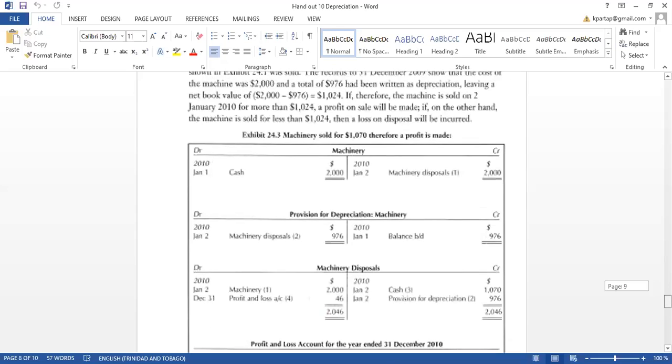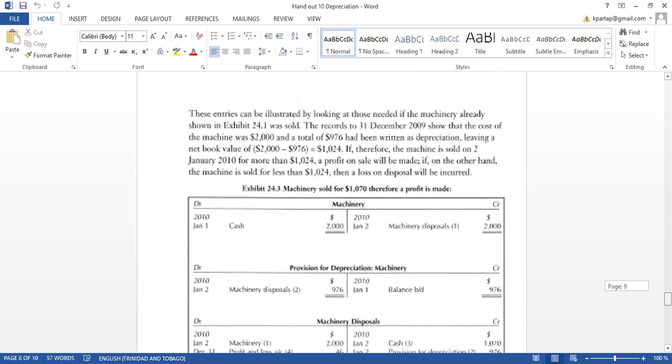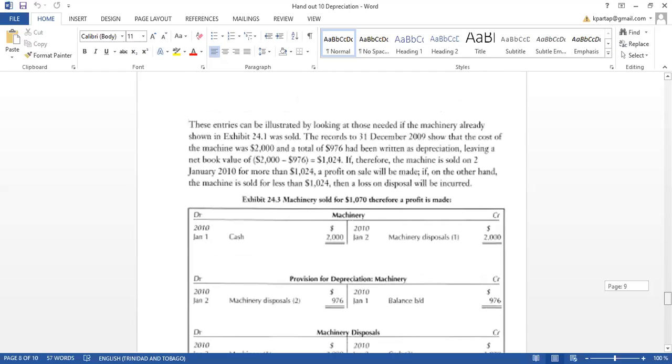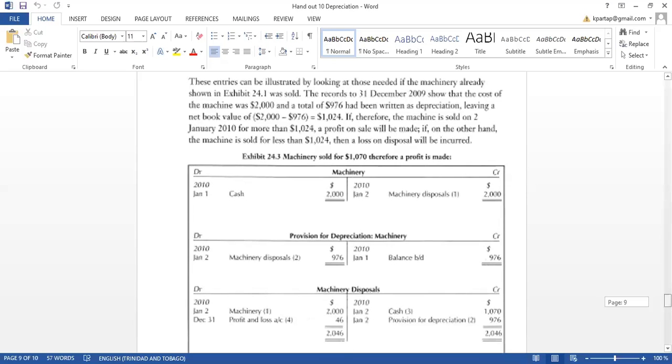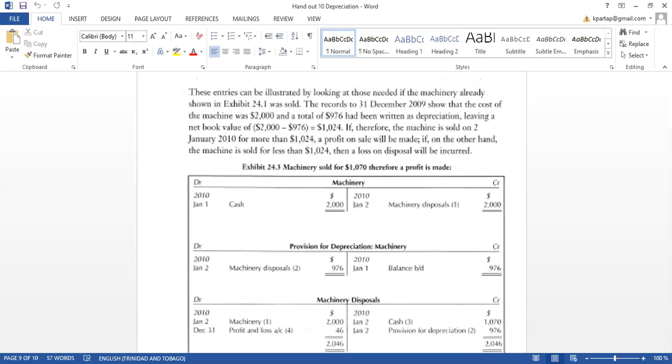Okay, so basically what we just went through, this is your example here. Hold on. Yes. So with the profit and loss, I'm going to go through this example so you'll see the actual debit and credit, right?